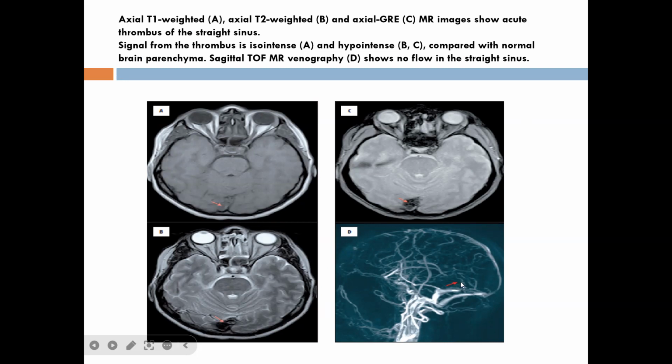So in the GRE images, you can see the hemorrhage. In T2, you can see the flow void, and in the venogram, there will be a clear-cut, sudden cut-off of the venous tree. These are all the findings to identify cortical vein thrombosis in MRI. Next slide.